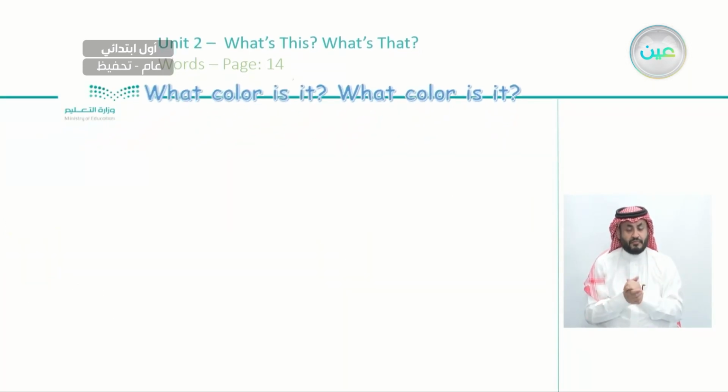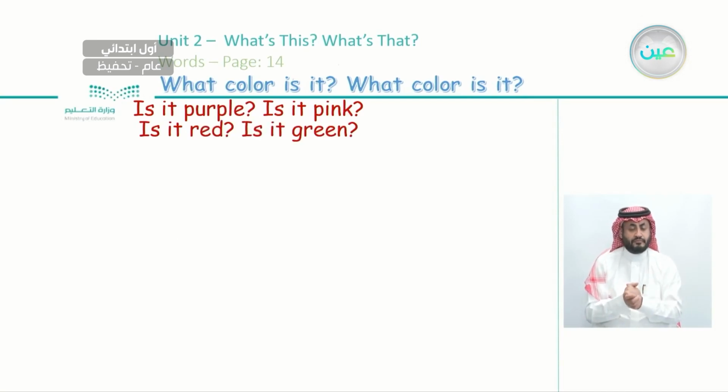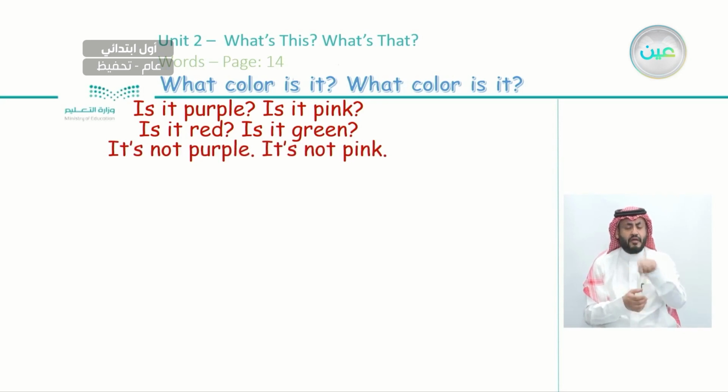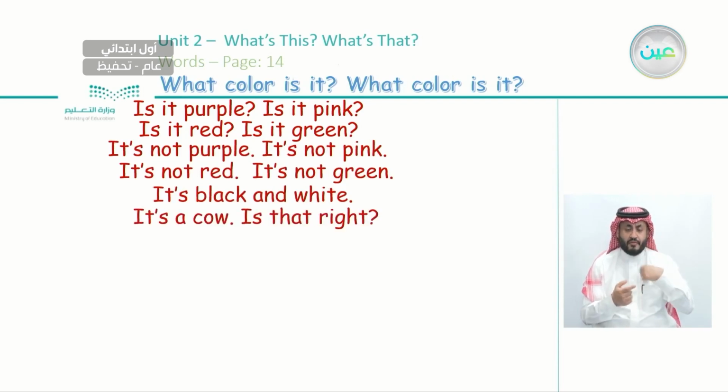Okay, so now let's chant again. Is it purple? Is it pink? Is it red? Is it green? It's not purple. It's not pink. It's not red. It's not green. It's black and white. It's a cow. Is that right? Yes, it is.